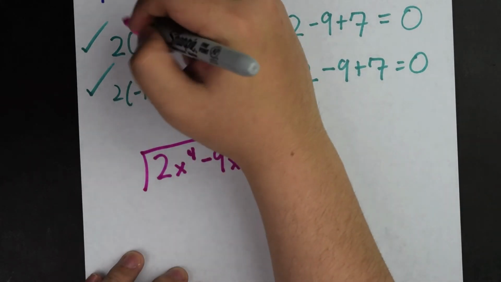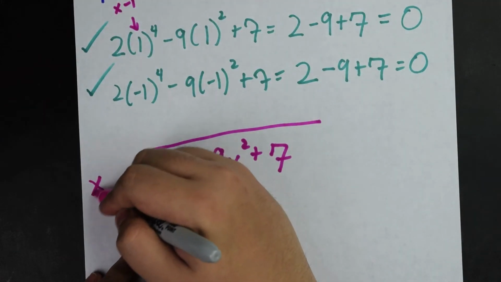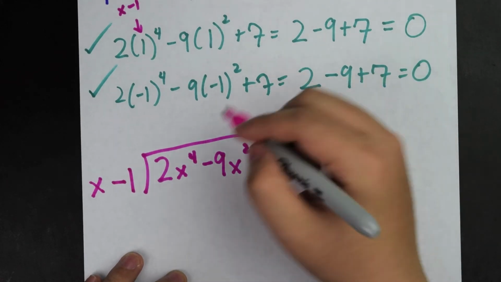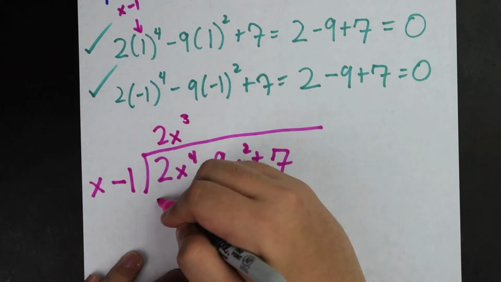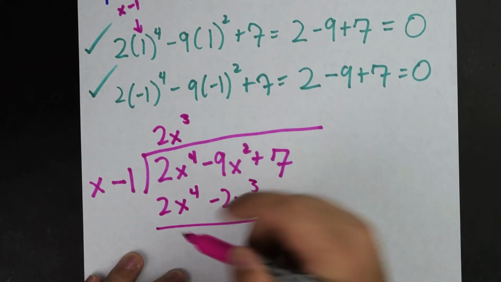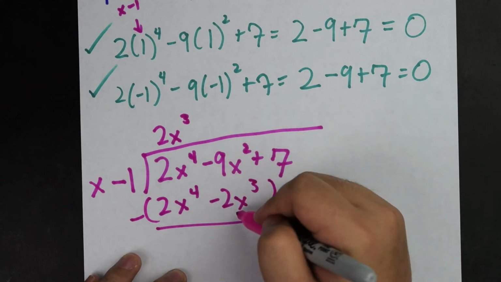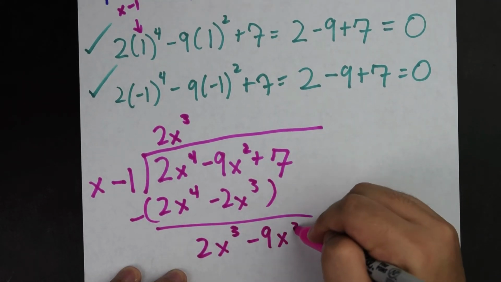So I'm going to use this 1. Remember, this 1 is going to be equivalent of x minus 1, basically. So this is going to be my x minus 1. And so I'm going to go ahead and divide. So it's going to be 2x cubed. So it'll be 2x to the fourth minus 2x cubed. And be aware, because there is no x cubed term, I'm going to just bring this down, make it 2x cubed minus 9x squared plus 7.